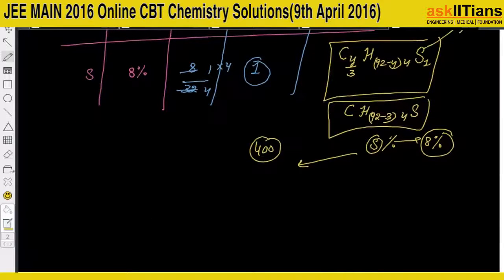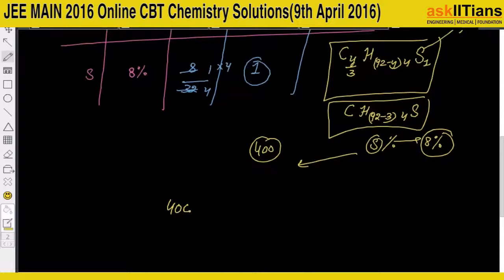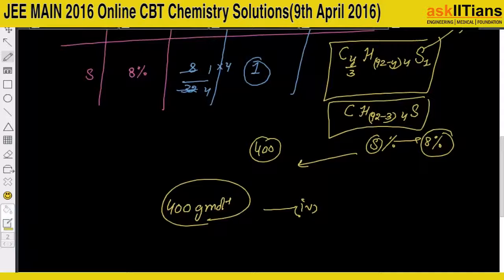Let me look into the options that have been available with us. The options that have been given are 200, 300, 600 and 400, and hence I'll say option number D, which says 400 grams per mole, is the correct option for this particular question.